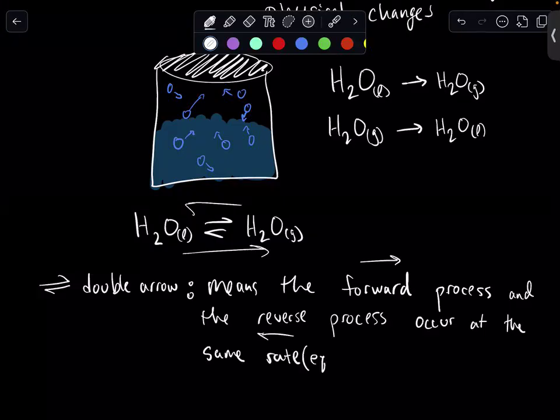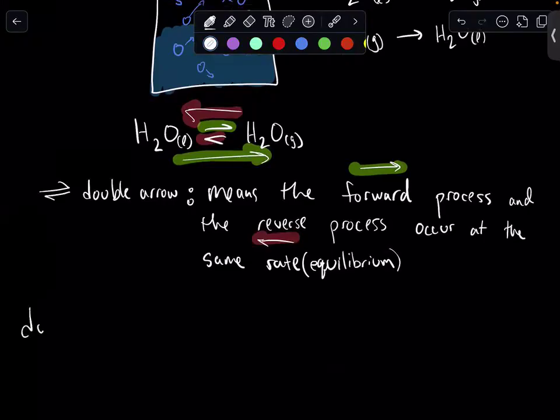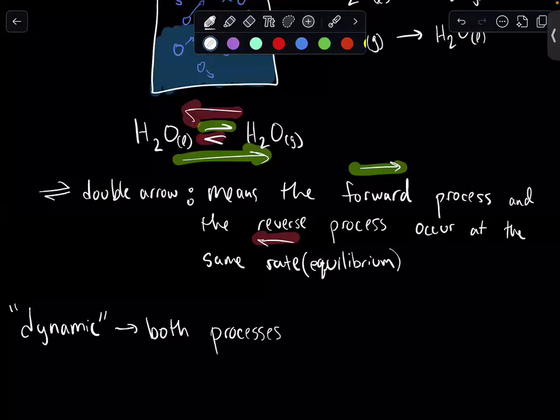And what that means is equilibrium. That is the definition we started with at the top of the chapter. So what that means, once more, is our forward reaction is happening at the same rate as our reverse reaction. That is equilibrium. Now, one other word you often see thrown around is the word dynamic. Dynamic equilibrium specifically means that both processes are occurring.